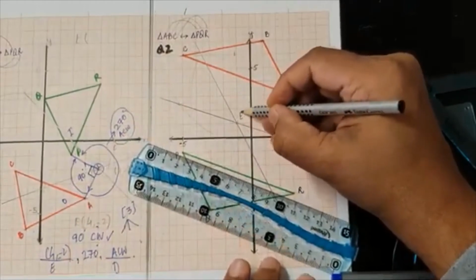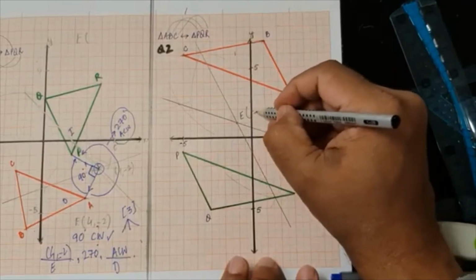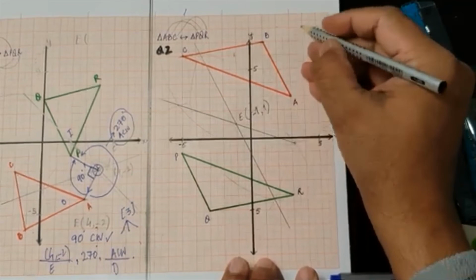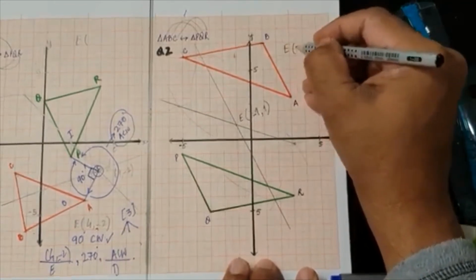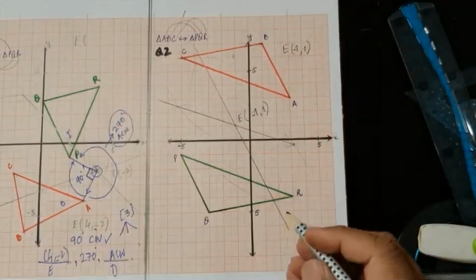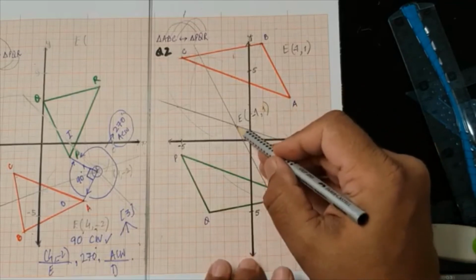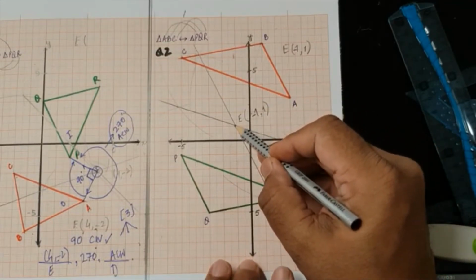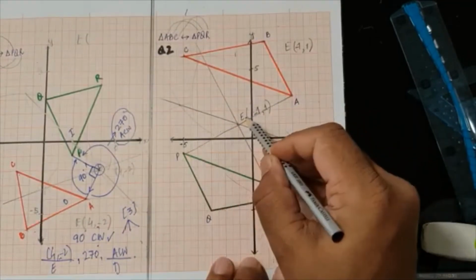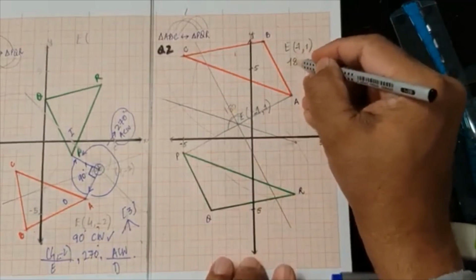The center is here. And the center is coming as (-1, 1). So first of all, we have decided that the center is (-1, 1). Second step: we have to find the angle. To find the angle, we join the center E with the corresponding points, E with A and E with P. You can observe there is an angle of 180 degrees. So the angle is also decided. The angle is 180 degrees.